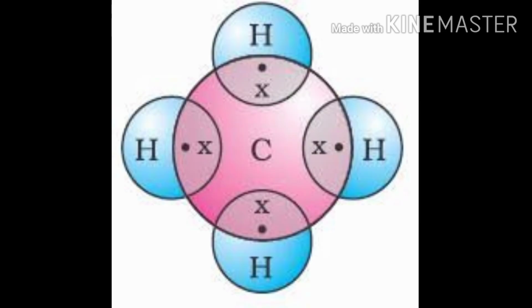This figure represents the formation of the methane molecule, and in this figure, the valence electrons of the carbon atom are represented as crosses and those of the hydrogen atoms are represented as dots. In order to achieve noble gas configuration, carbon shares its valence electrons with 4 different hydrogen atoms. Thus, in the methane molecule, the carbon atom forms 4 single covalent bonds with 4 different hydrogen atoms.